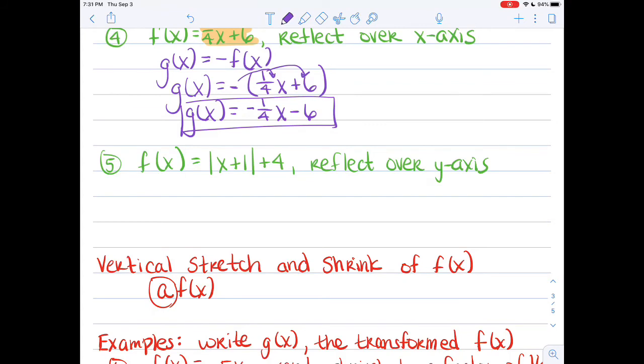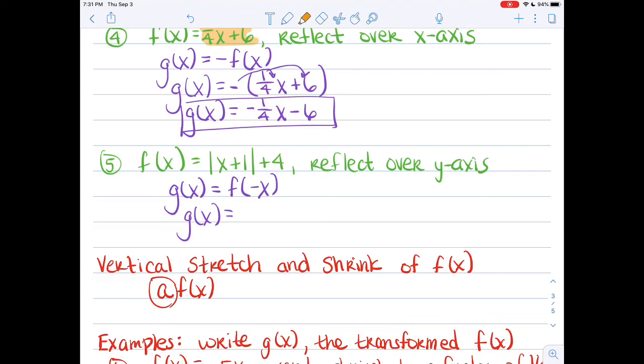So a reflection in the y-axis, again, happens inside with x, inside grouping symbols. So f of negative x. I'm going to substitute negative x every place that I see x in my original function. So it's going to look like this.